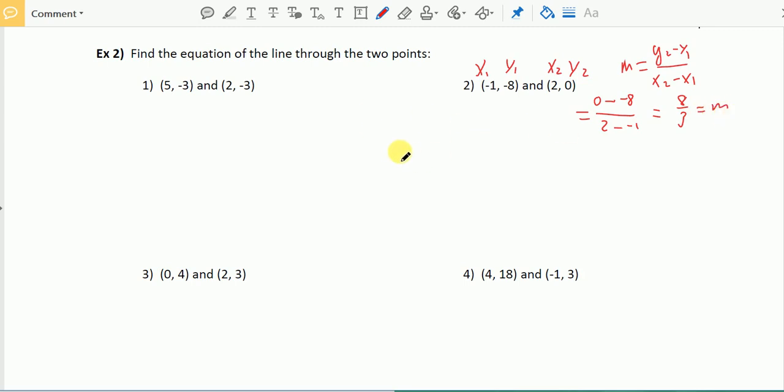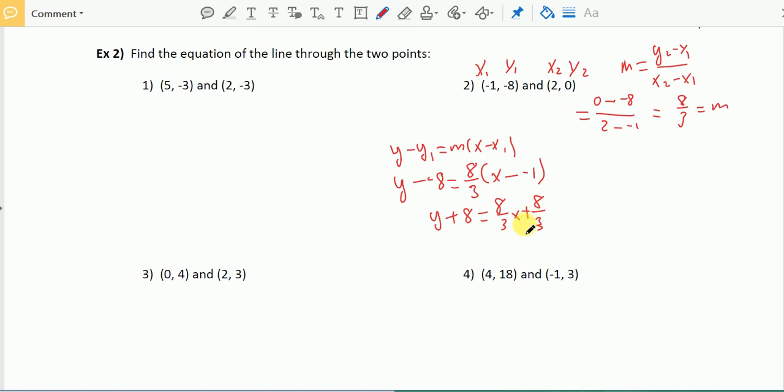Now I use the point slope formula: y minus y1 equals m times x minus x1. So y minus y1, which is minus 8, equals m, or 8 over 3, times x minus x1, which is minus 1. So minus minus becomes plus. Do the distribution here. I have 8 over 3 x, and then plus 8 over 3. Now I subtract 8 on both sides because I want to solve for y. I got y to be 8 over 3 x minus 16 over 3.